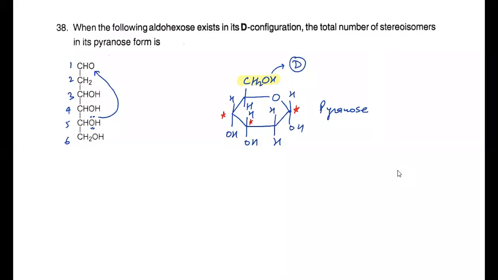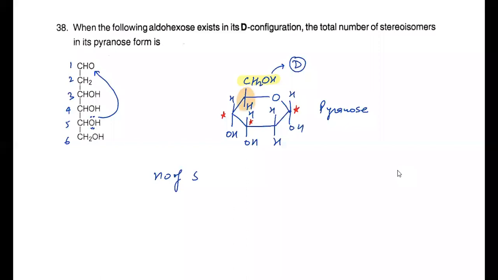So we have 3 chiral centers, and there's no symmetry in this structure. So total stereoisomers possible will be 2 power 3, that means 8. So if I write the answer, the number of stereoisomers which have D configuration: although this position is also a chiral center, we are not including it because it's given in the question that it is D configuration. So that configuration you can't disturb.